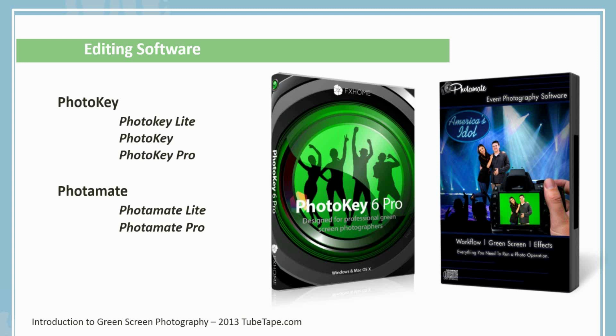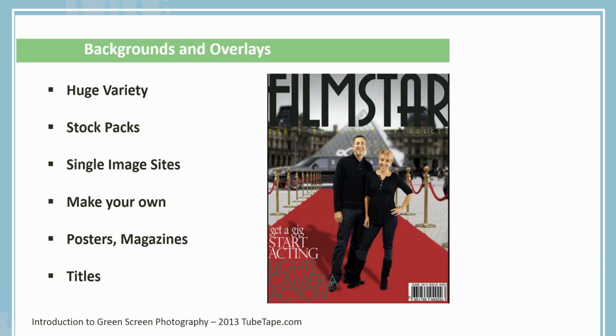You can get things from single image sites. One of the most popular is iStockPhoto, and they literally have millions of photos that you can use for backgrounds and images. Of course, you can make your own. A lot of the stuff we sell on our website, we've actually made ourselves, compositing different pieces of photos together, and you can do that too. It's not super difficult, and you can make some really cool stuff.